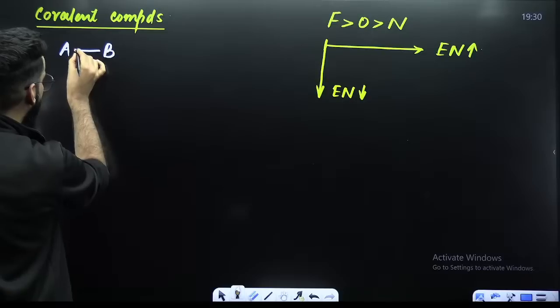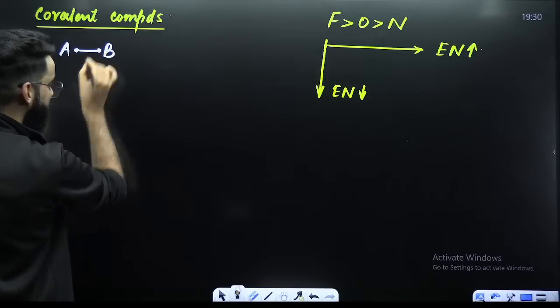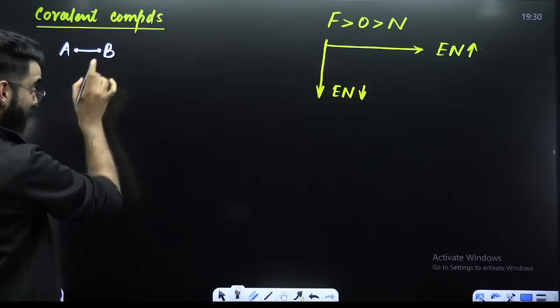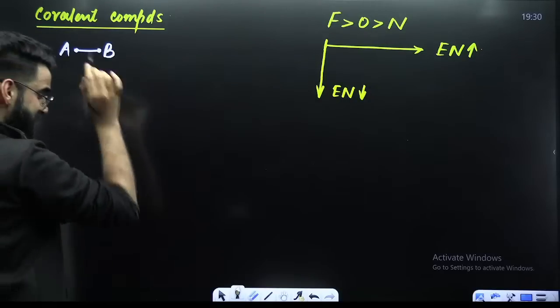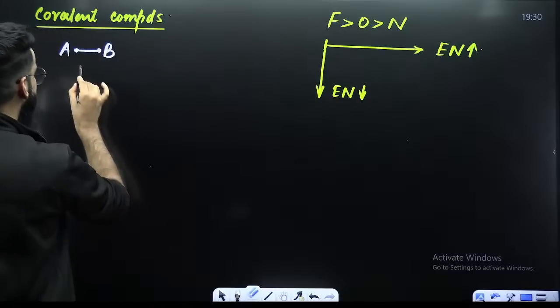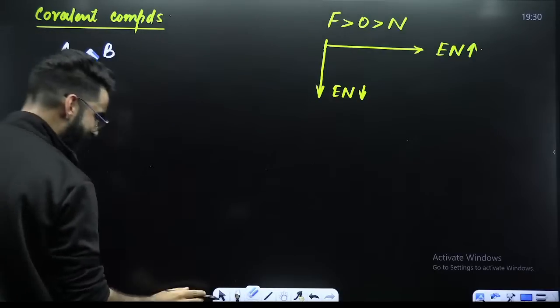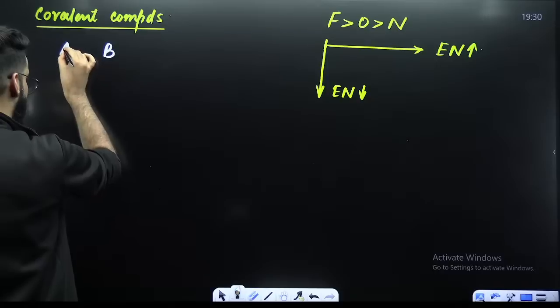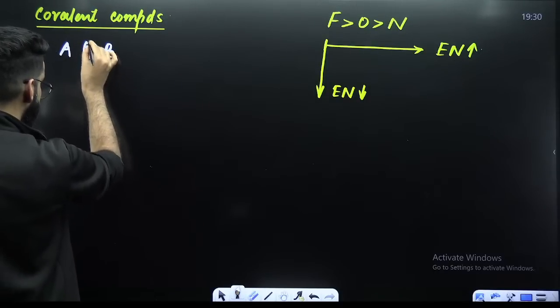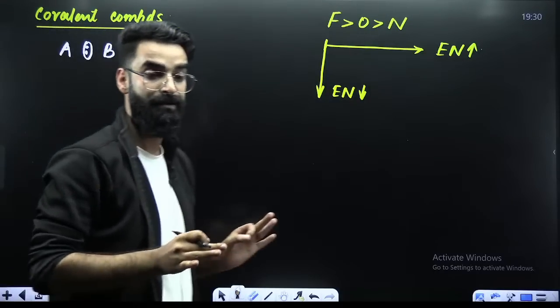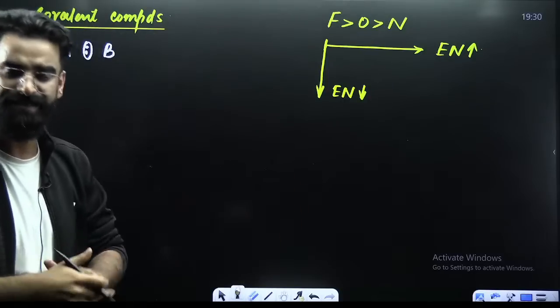So, in order to make this single bond, one electron has to be given by A and one electron has to be given by B. If this is supposed to be a covalent bond, then there should be mutual sharing of electrons, and the electron pair exactly has to be at the center.